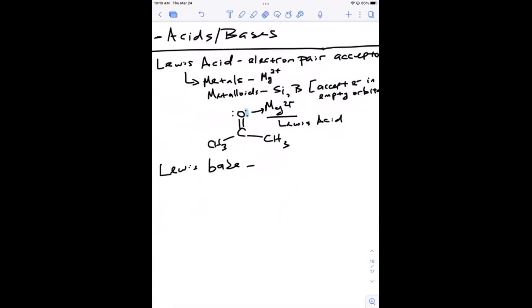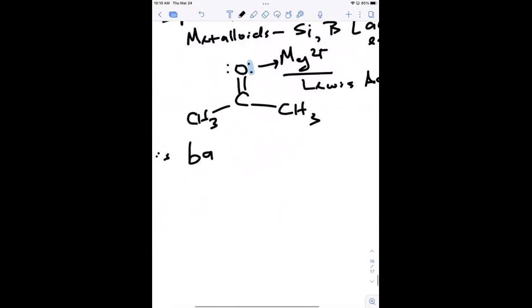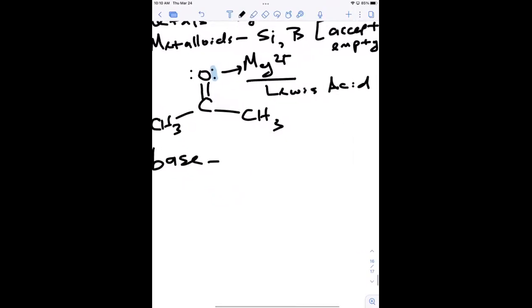And a Lewis base is the opposite of a Lewis acid. Instead of being an electron pair acceptor, the Lewis base is the opposite. It's an electron pair donor.